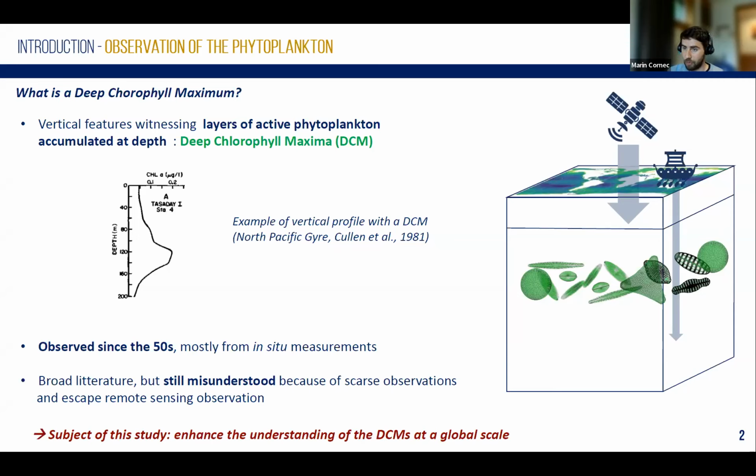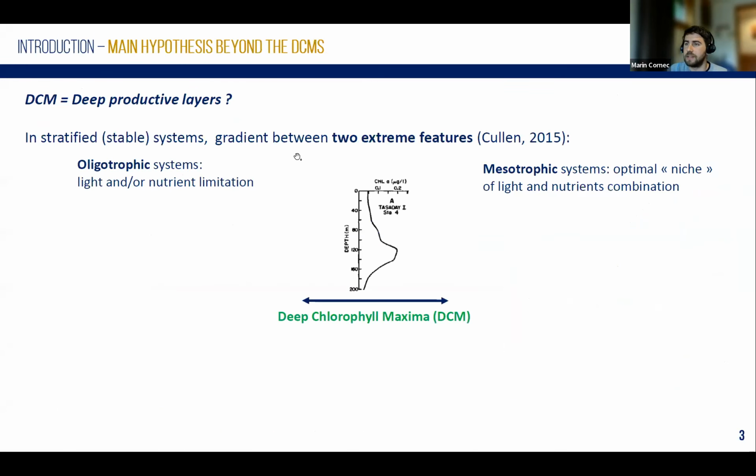And so there is a broad literature around this subject, but it is still misunderstood because of the sparse observation from in situ measurements. So the main goal of this study was to provide a global assessment of the DCM observations, characteristics, and dynamics. And so one question that is important regarding the DCM is productivity.